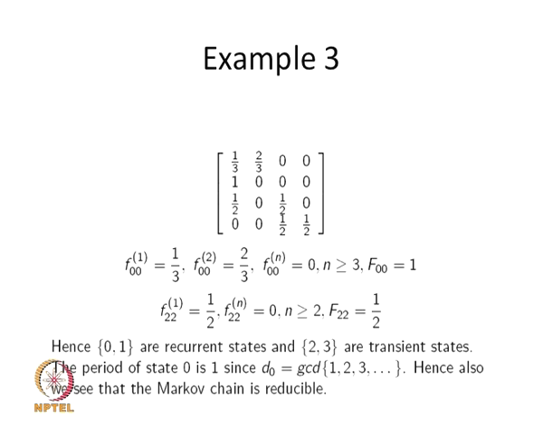So now I can find out what is capital F00. If I find out capital F00, I have to add all the values. So it is 1/3 plus 2/3 plus all the further terms are 0, therefore it is going to be 1. Since F00 is equal to 1, you can conclude the state 0 is going to be the recurrent state.